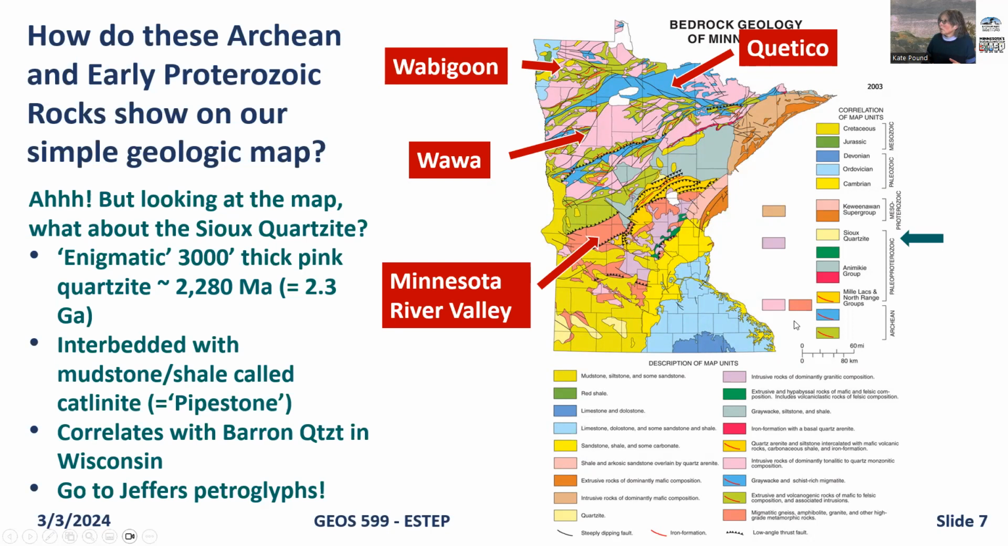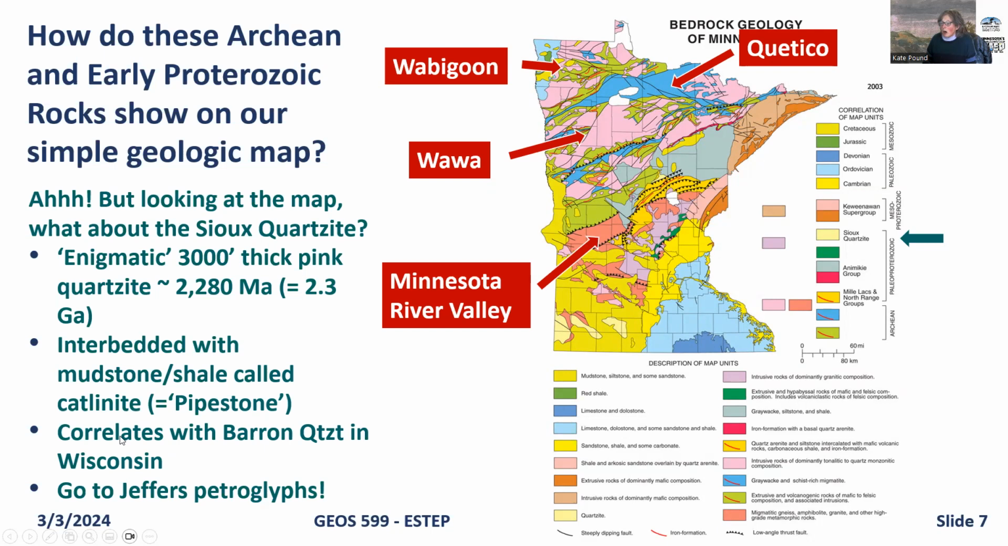So it's old. It's not quite as old as all the other materials. And I know we haven't addressed the Animikie group yet. We're getting there. So about the Sioux quartzite again, it's interbedded with a mudstone or shale called catlinite. This is the rock that makes up the sacred pipestone that you can see really well if you go to Pipestone National Monument. I thoroughly recommend a visit there.